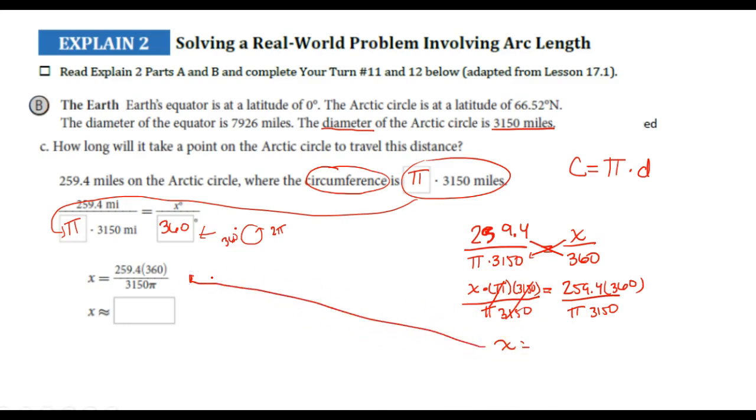So take some time right now, guys, and go ahead and calculate that out and see what you get. And that should be about 9.437. Okay.